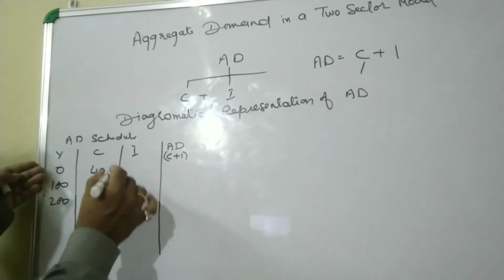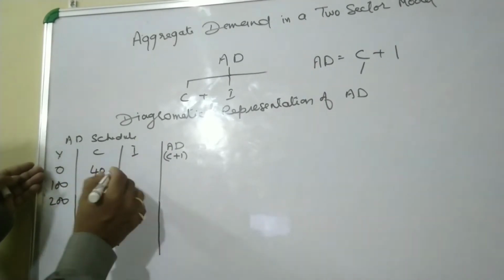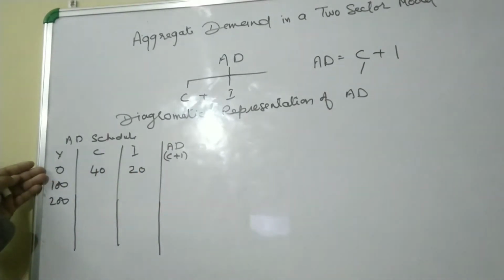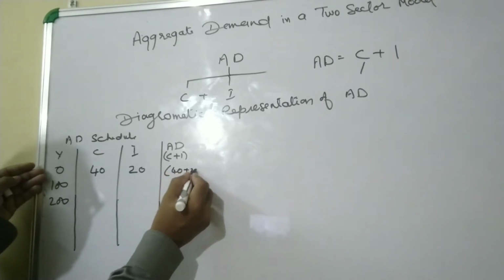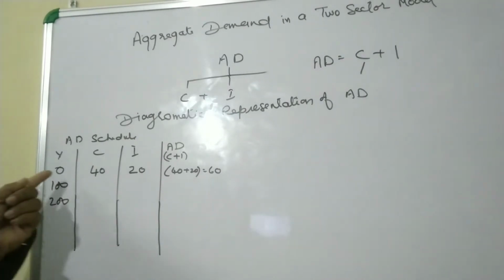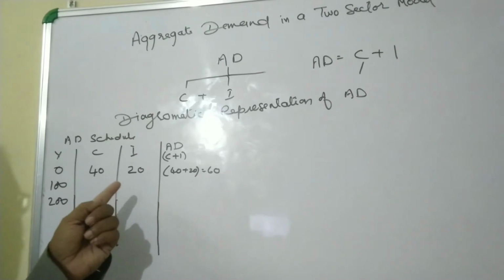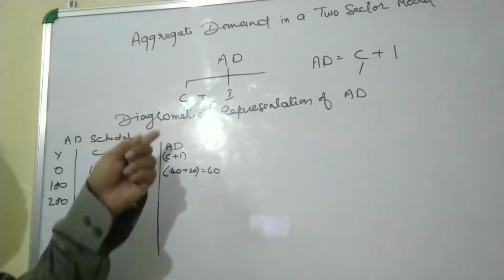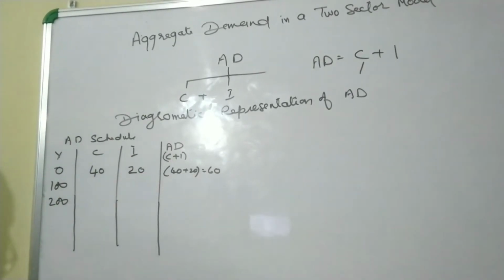So investment expenditure, this investment is also autonomous investment, that is free from income. So your investment is 20. Then AD is equal to C plus I. So that is going to be 40 plus 20 is equal to 60. So even if your income is 0, some minimum consumption expenditure will be there and fixed investment expenditure will be there, which is not affected by the income level. So your aggregate demand is C plus I, that is 40 plus 20 will become 60.